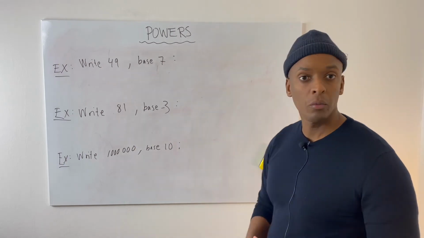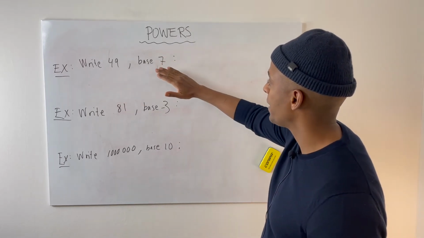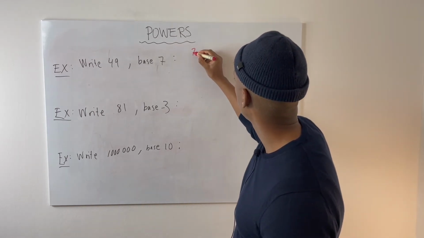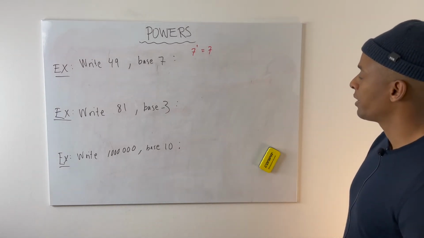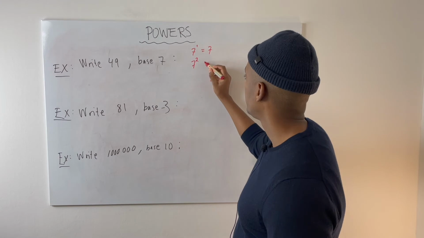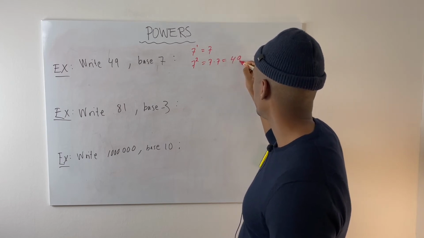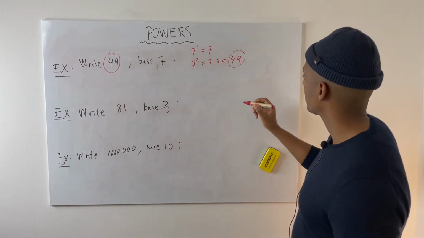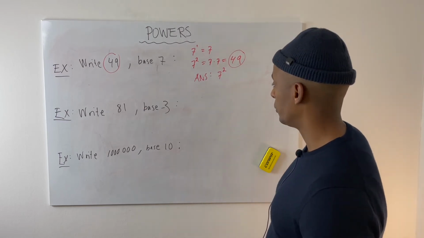Finally, we're going to do these examples and we'll finish with this for today. We're going to write 49, okay, with the base 7. So how do we do that? Well, we know that 7 to the power of 1 is writing 7 one time. That's equal to 7. And then we take 7 to the power of 2. That's equal to 7 times 7, which is equal to 49. Okay? So we have 49 here, just as here. So the answer is 7 to the power of 2.